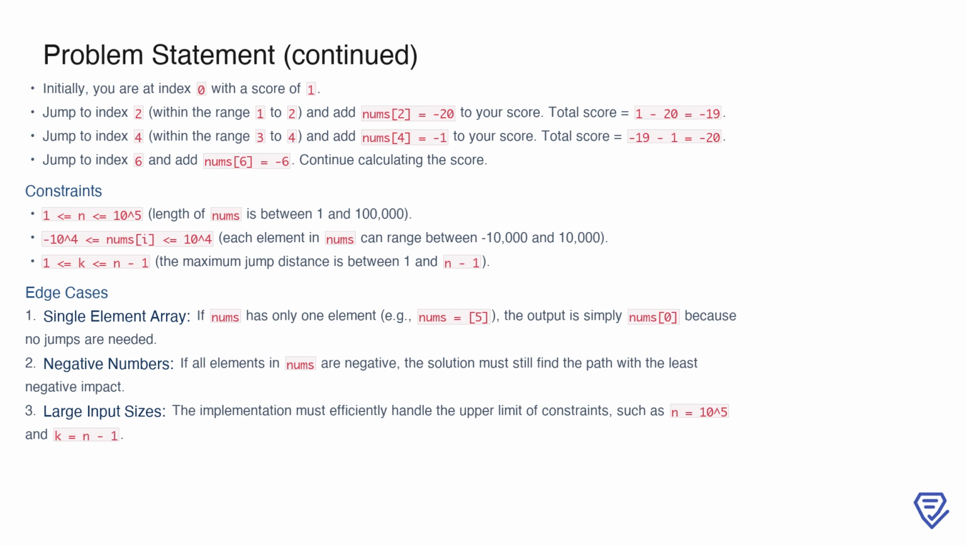Finally, let's review the constraints and edge cases. The length of the array nums can be as large as 100,000, so the solution must be efficient and scalable. Each value in nums can range between -10,000 and 10,000, meaning that the array can contain both large positive and large negative numbers. The jump distance k can vary between 1 and n-1. For edge cases, if nums contains only one element, the score is simply the value of that element, as no jumps are needed. If all elements in nums are negative, the solution must carefully navigate to minimize the negative impact on the score. Additionally, the implementation must handle large inputs within the constraints efficiently to avoid performance issues. These considerations ensure the solution is robust and handles all possible scenarios effectively.